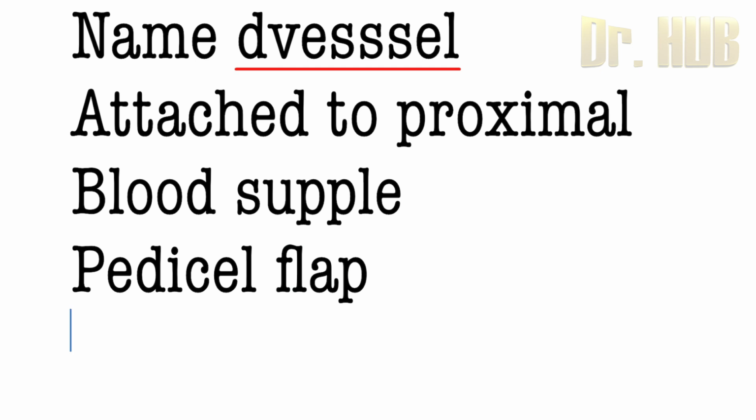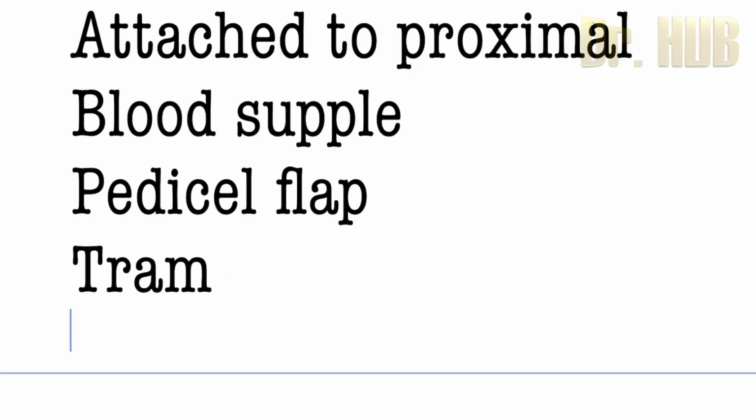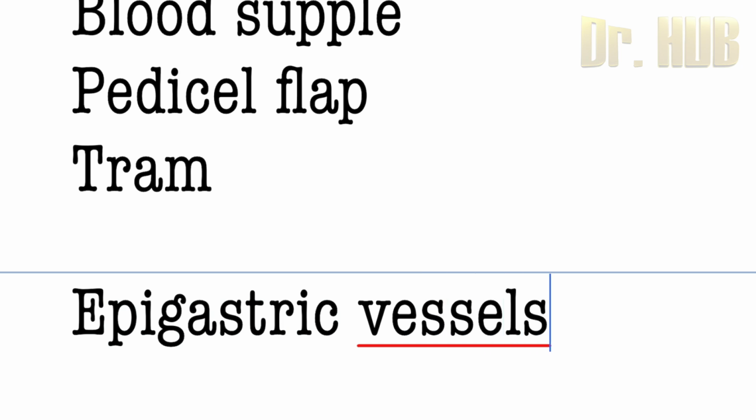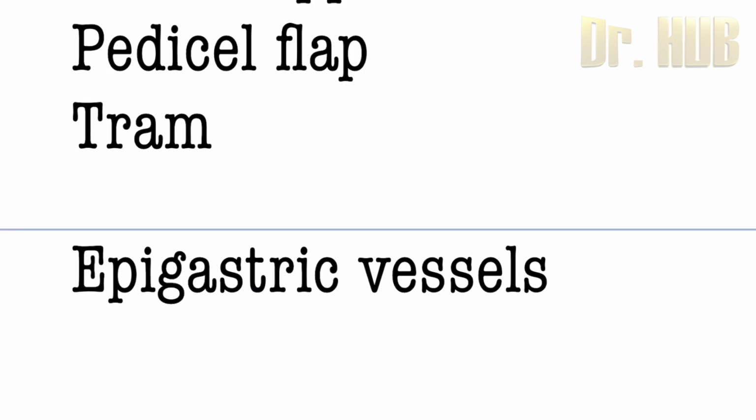Next is the TRAM flap. The transverse rectus abdominis muscle flap is the most commonly used flap for breast reconstruction. This is based on the epigastric vessels, that is the superior epigastric vessel and the inferior epigastric vessel.